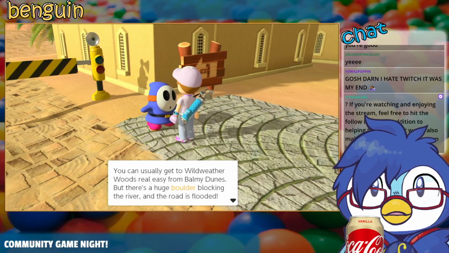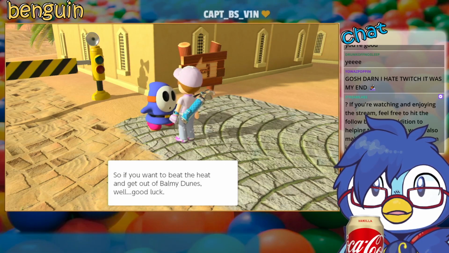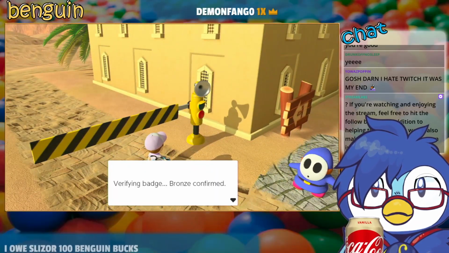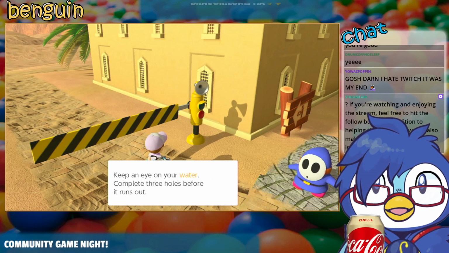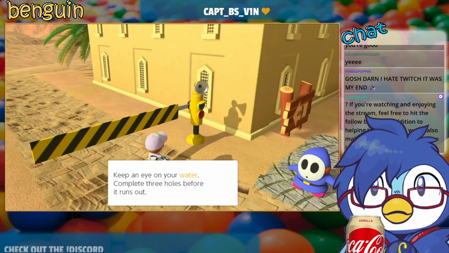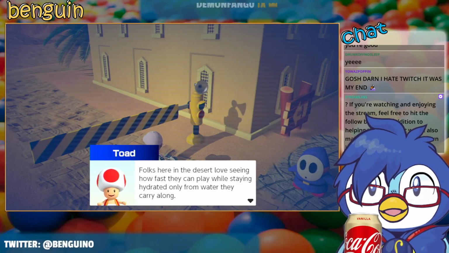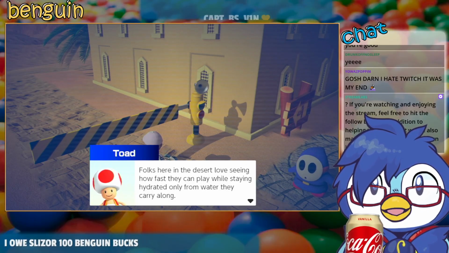Oh, a huge boulder is blocking the river. The road is flooded. Well, it's a good thing that we learned whatever thing to break rocks into millions of pieces. So that's how golf works. Keep an eye on the water. Complete 3 holes before time runs out. Okay, folks here in the desert love seeing how fast they can play while staying hydrated, only from water they carry along.